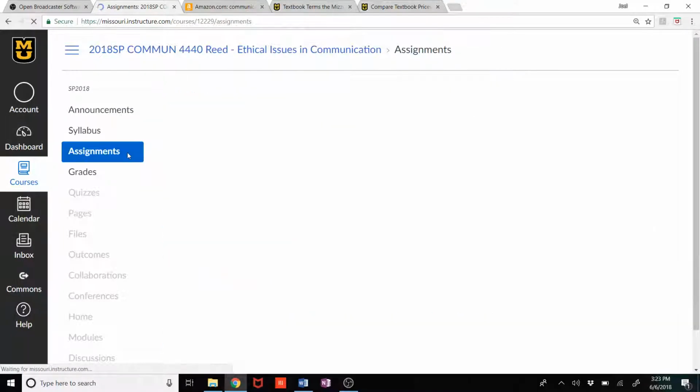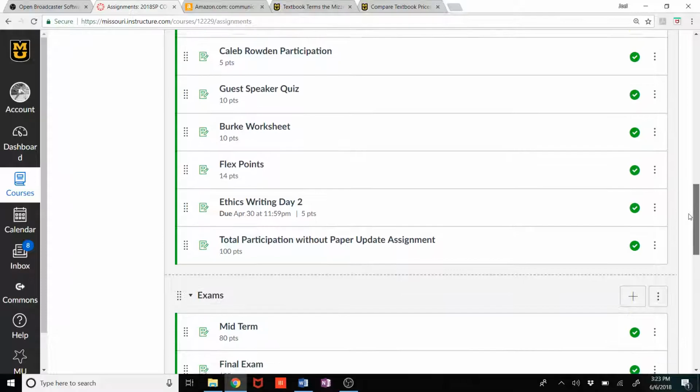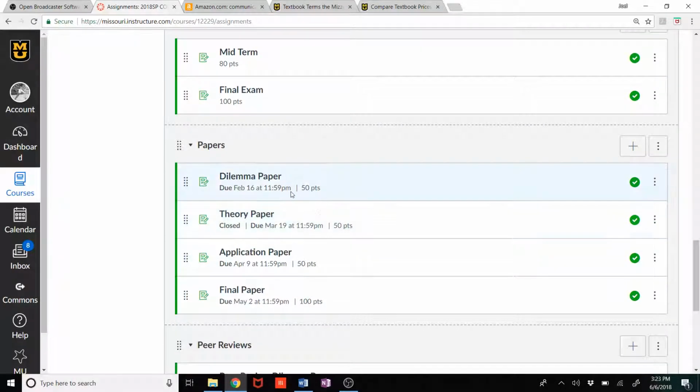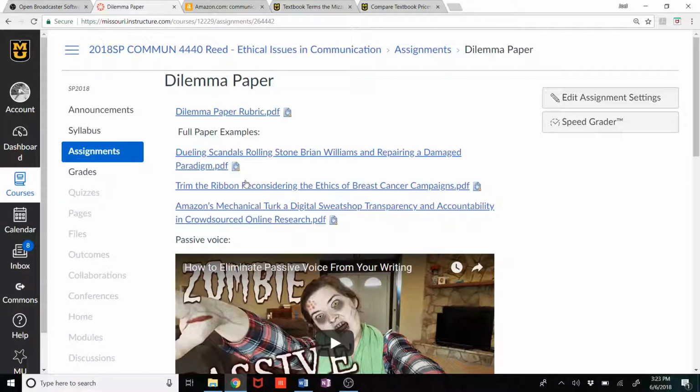So click on assignments, and you'll scroll through the participation assignments all the way down to papers, and under papers, the first paper is the dilemma paper. Remember, we're going to take three papers, dilemma, theory, and application, and then combine those for the finished product into a final paper. By that point, you'll have so much feedback on these other papers that the final product is going to be just excellent. But for the dilemma paper, let's start here.